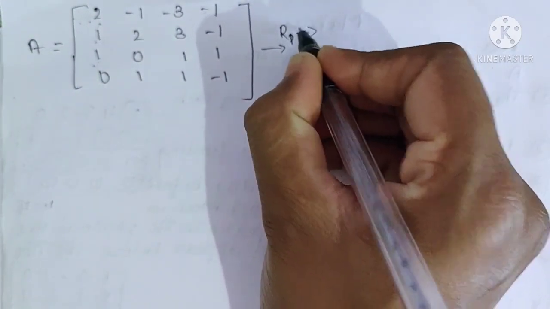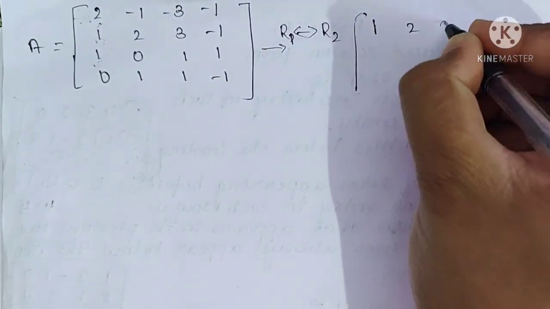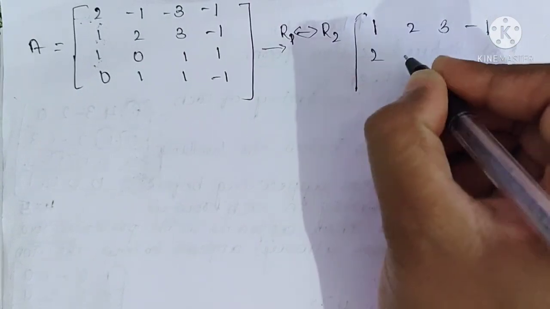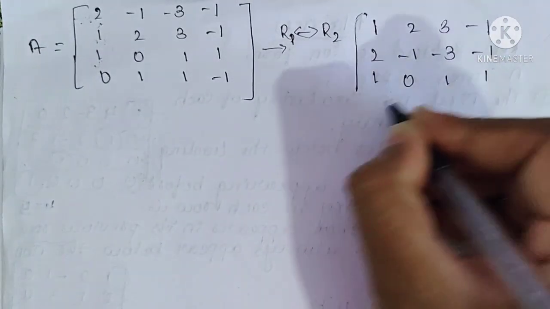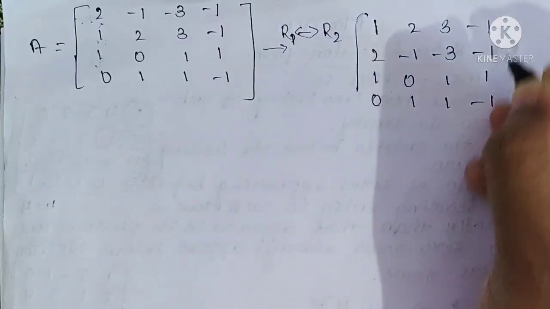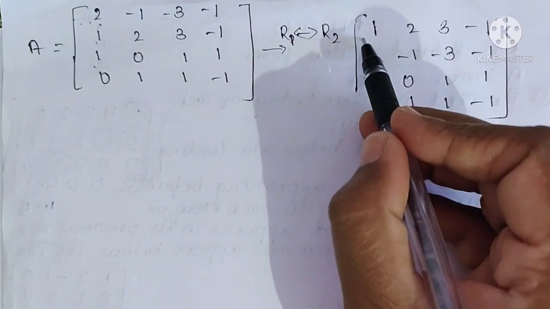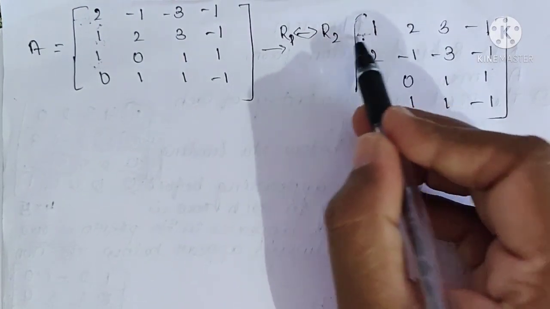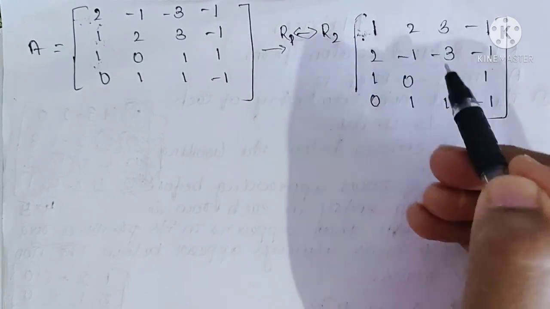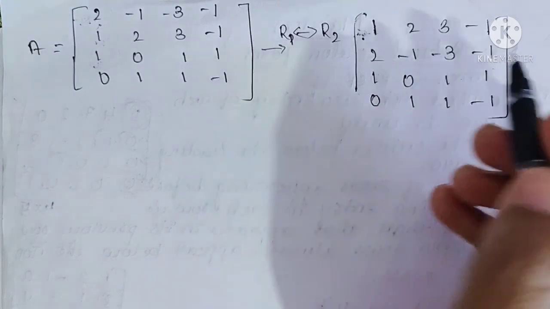Row 1 interchange with row 2. We'll get 1 2 3 minus 1, 2 minus 1 minus 3 minus 1, 1 0 1 1, 0 1 1 minus 1. See here I have interchanged. Now the first non-zero element in each row is equal to 1, means the first only equal to 1. And then next we have to reduce into upper triangular matrix by using row transformation.